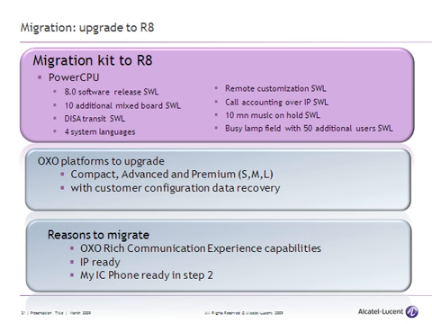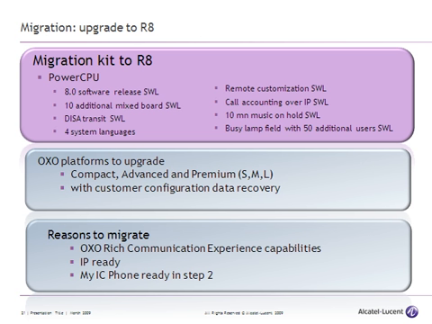The migration kit includes a power CPU because all old platforms, whether it's a compact, advanced or premium with a CPU 1, 2, 3, 4, CPU E, etc., require a new CPU. Those old CPUs won't run Release 8 at all. The customer configuration and data can all be migrated from the previous release up to Release 8. If you have any questions on how this can be done, feel free to call VExpress technical support, and the guys here can walk you through that process.